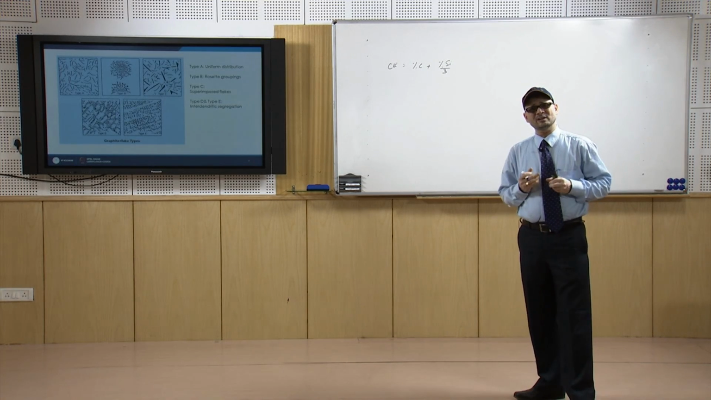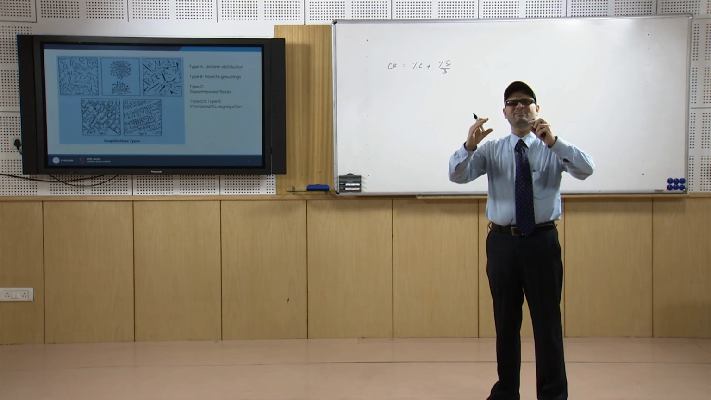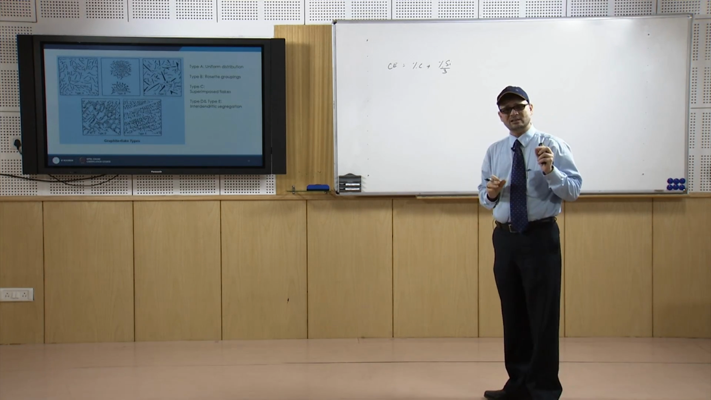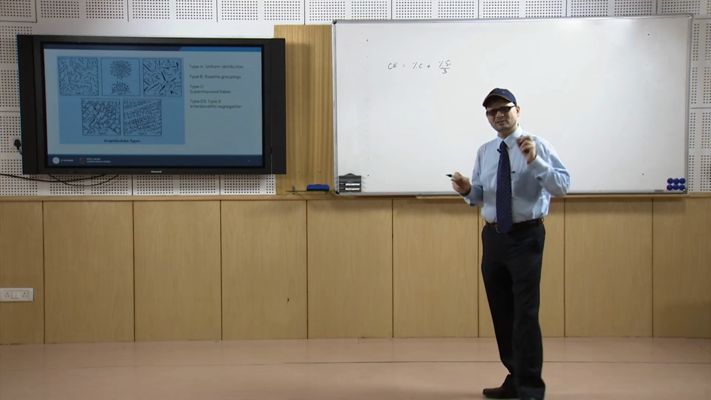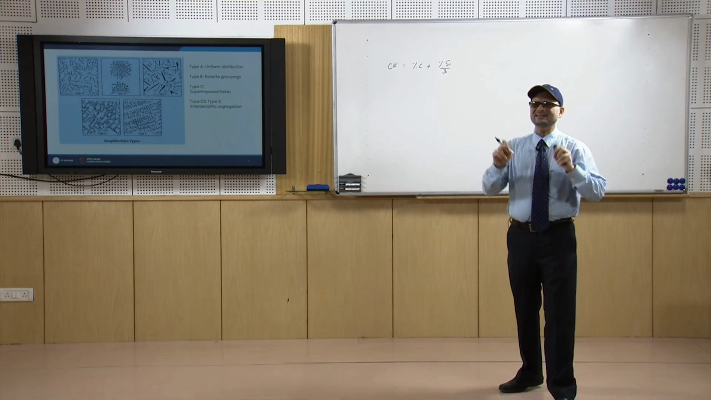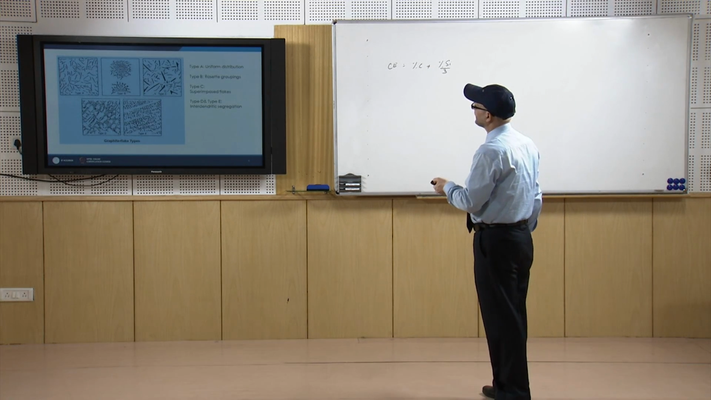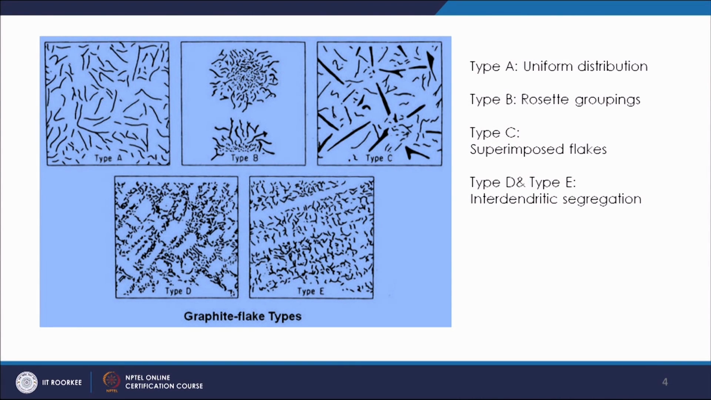Now, what happens in the normal case when you have a slow cooling rate and a good amount of carbon as well as silicon, both carbon and silicon being graphitizers? As we have already discussed, you have the formation of flaky type of graphite, which is obtained in the case of grey iron. That is why grey iron is characterized by the presence of flaky graphite, and this flaky graphite may have different kinds.